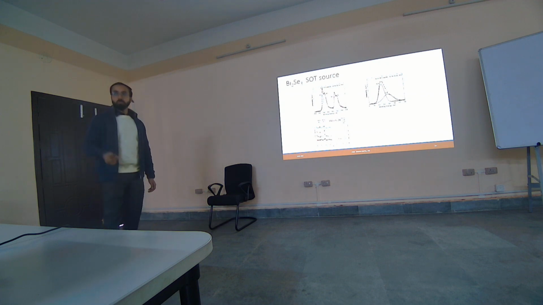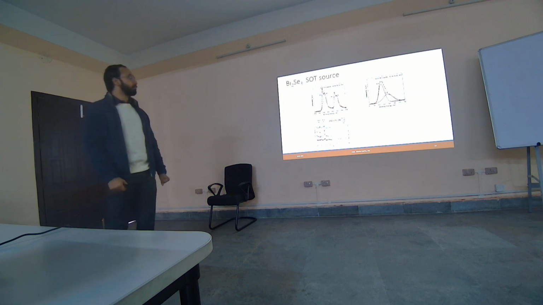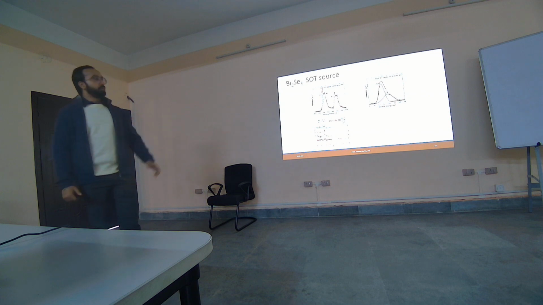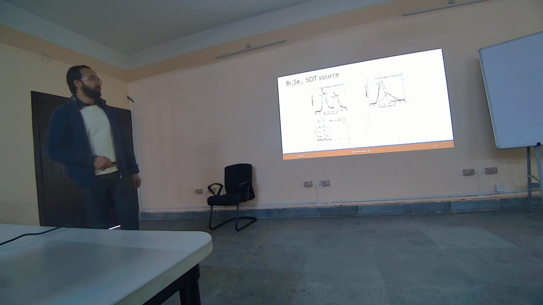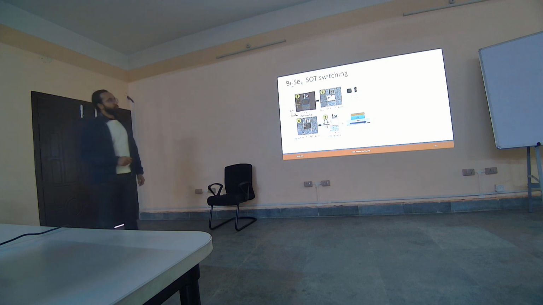Bismuth selenide, I told you, is insulating in the middle and conducting at the surface. Spin is locked, so it's very good for spin manipulations. And we were able to develop it in sputter deposition. So that was the integral part of it. And here I will show you something. So what we were able to do is, I told you.